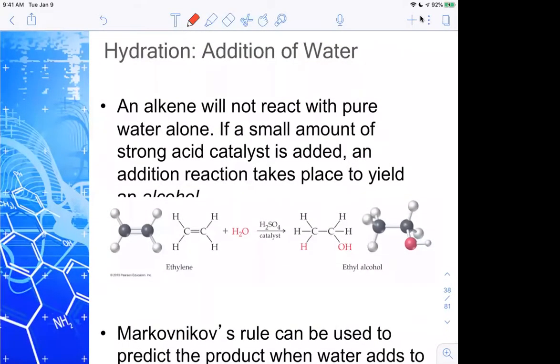Okay, we're going to take a break here, and then what we're going to do is look at some of these other reactions. When we get back together, we're going to start looking at hydration and some of the other reactions in this particular section. All right, I'll be back.